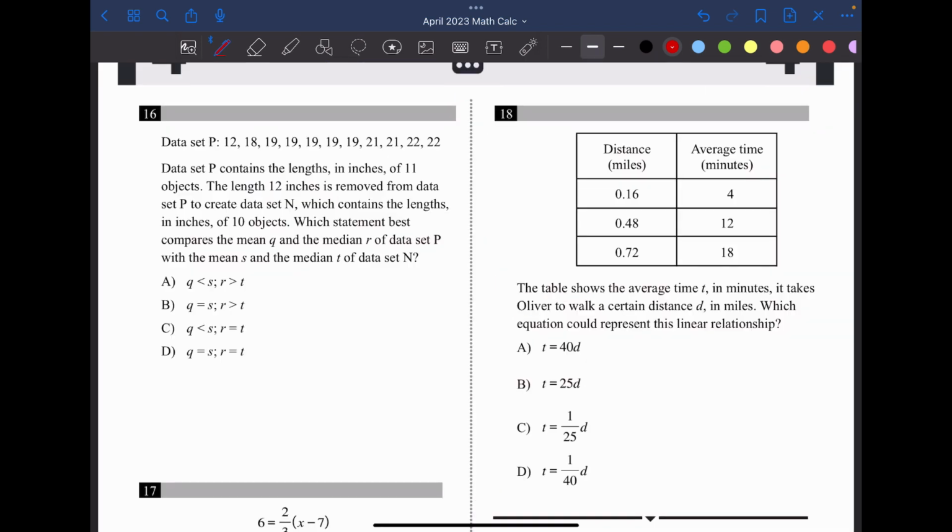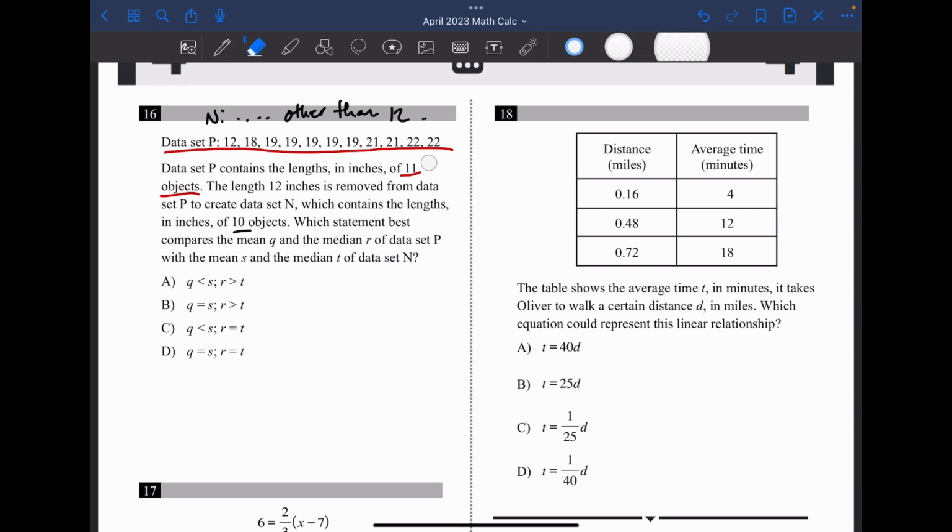Very simple. Question number 16, dataset P we have here, so a couple of numbers in order, and it says that dataset P contains the lengths in inches of 11 objects, and then the length of 12 inches is removed. So I guess this is removed from dataset P to create dataset N. So dataset N, I'm going to write up here, would be everything other than 12. Now it's going to be 10 objects instead of 11 because we removed one of them.